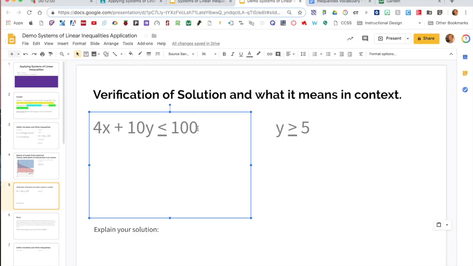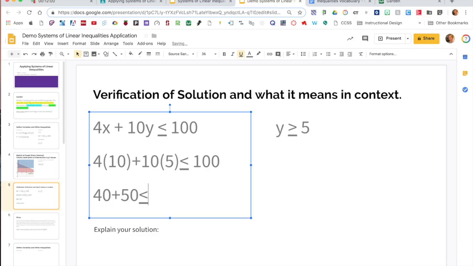In order to verify, I need to take out the x and the y, and drop in my ordered pair. Where I had x, I'm going to put in the number 10, so 4 times 10, plus 10 times 5 for y, less than or equal to 100. So I'm going to keep simplifying. 4 times 10 is 40, plus 10 times 5 is 50, is less than or equal to 100.